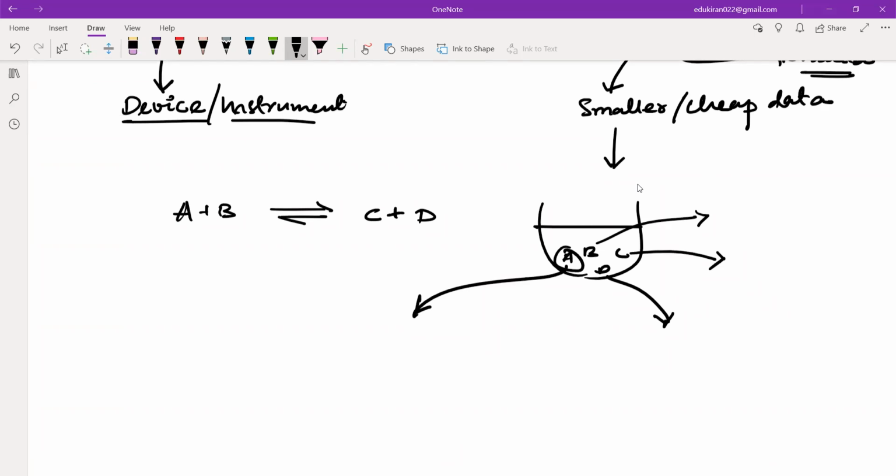We need a way to calculate the concentration of the reactants and products at equilibrium. So now I hope all of you understand why we are calculating it and why we are not measuring it. Is this clear with everyone? Yes, sir.